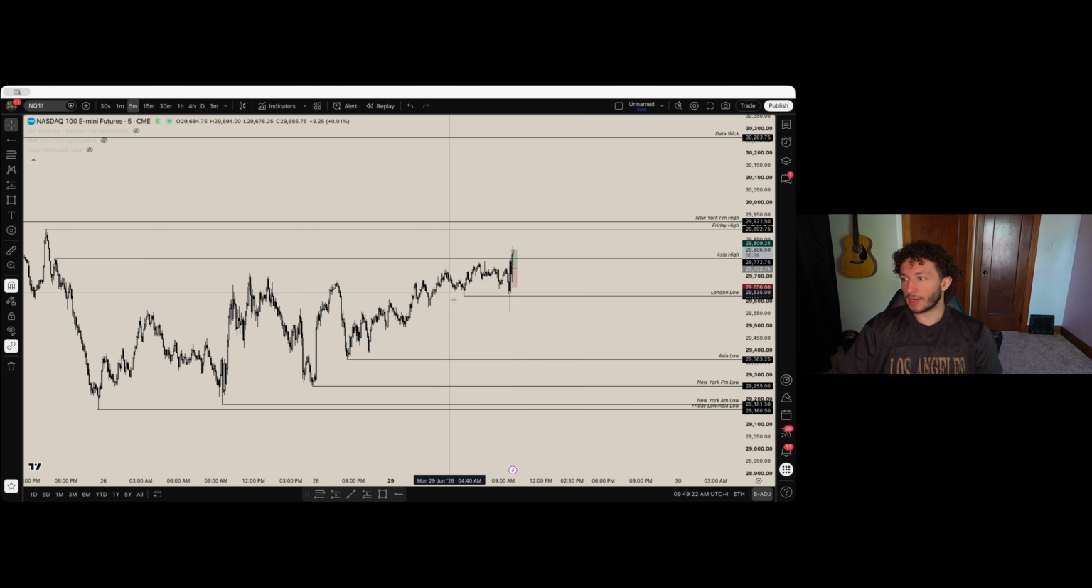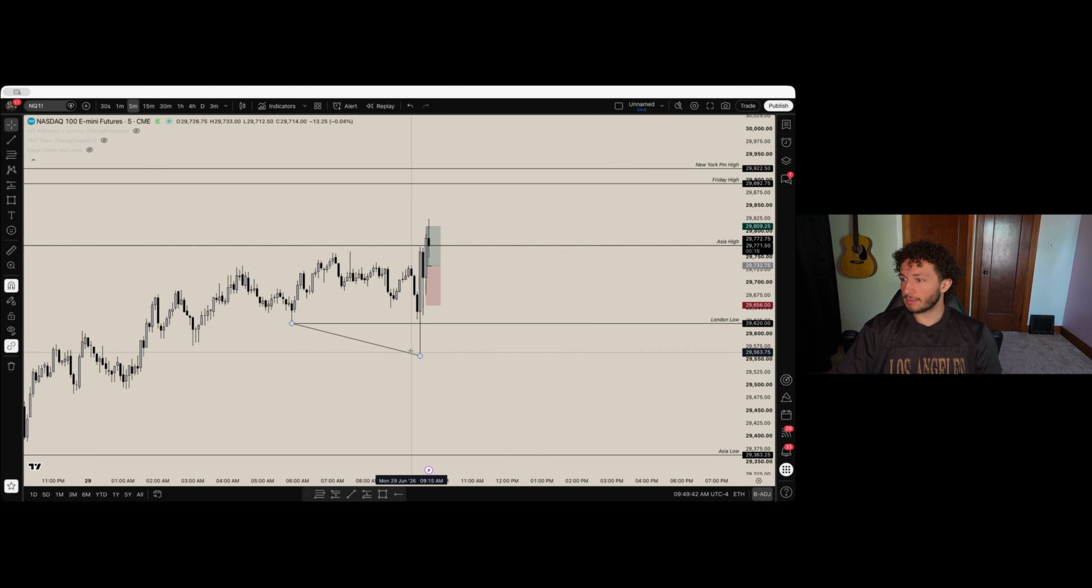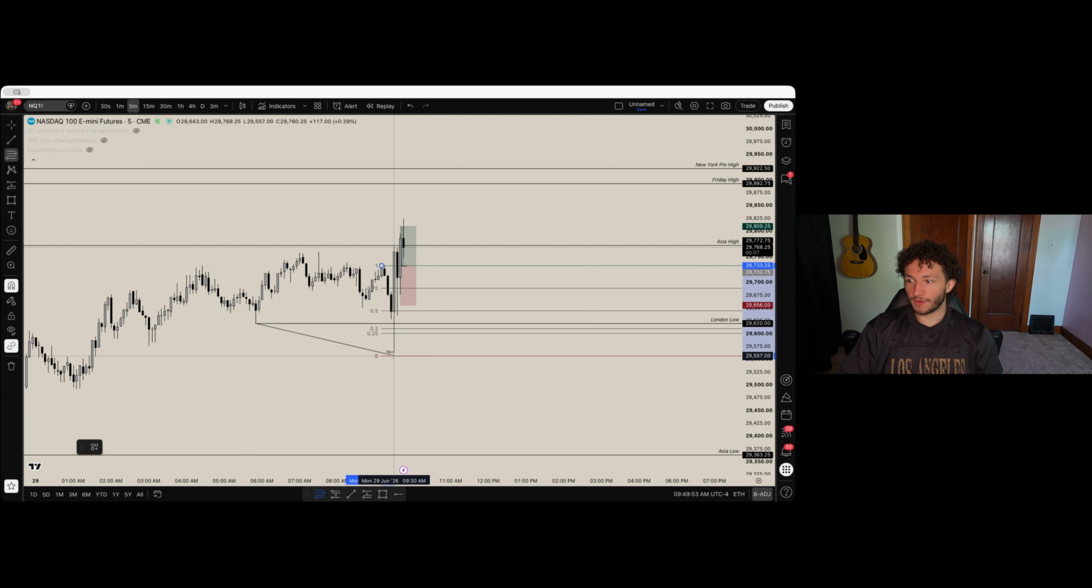Okay, only because when 9:30 opened, it manipulated lower. It took out London low and we actually did put in this SMT with a London low, and we ended up getting a 5-minute break of structure. All right, so once we got this 5-minute break of structure and this inversion fair value gap, I said, okay, at this point, we're probably going to go higher.